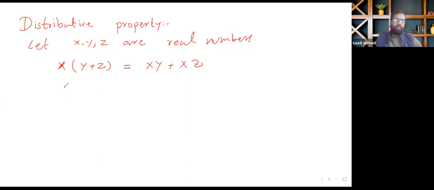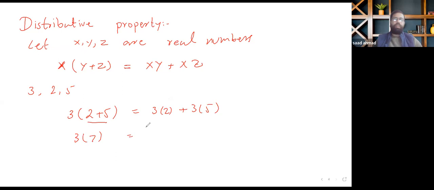Let's say again we take the same numbers, 3, 2, and 5. So 3 times (2 plus 5) should be equal to 3 times 2 plus 3 times 5. Okay, so let's do that. Add them first: 2 plus 5 is 7. So 3 times 7 is 21. On the other side, 6 plus 15 is 21. So you see 21 is equal to 21. So these are like the basic properties for the real numbers.